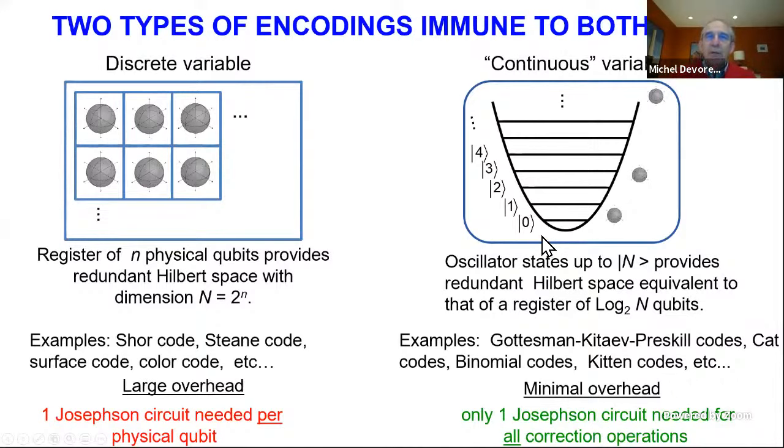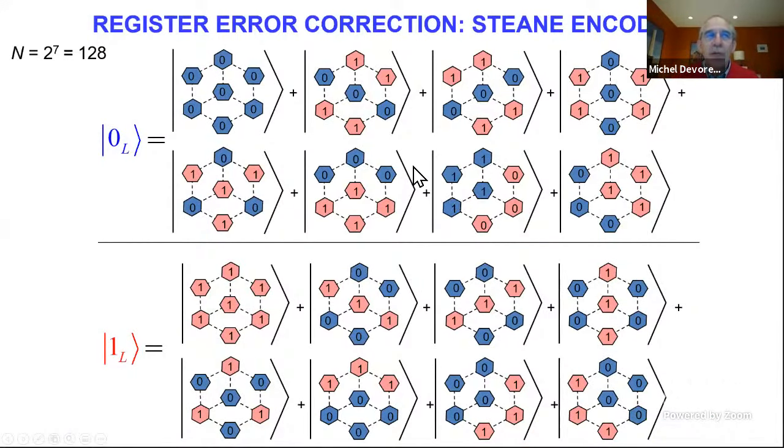So to give you an idea of the problem with register error correction, let's take the Steane encoding, which is based on 7 physical qubits and a Hilbert space of 128 states. What you do is you encode the 0 logical and the 1 logical in this entangled state of the register. Here these hexagons are all the 7 qubits, and the state is these superpositions which have deep symmetry properties. I'm not going to comment on them, but if you go around the plaquette in each of these wave functions, you will have an even number of zeros and ones in both wave functions. With this kind of symmetry, you can, in principle, correct all errors.